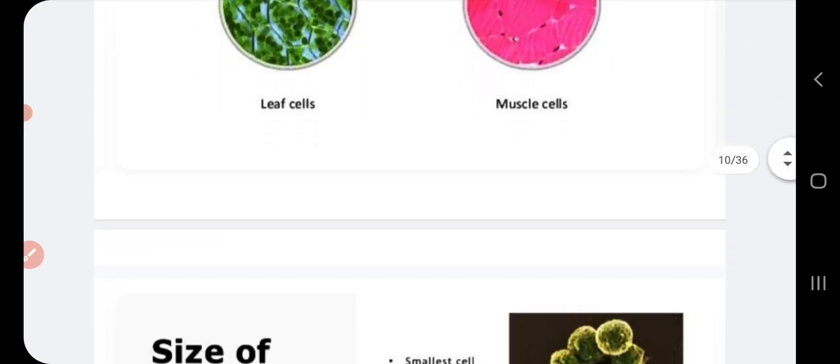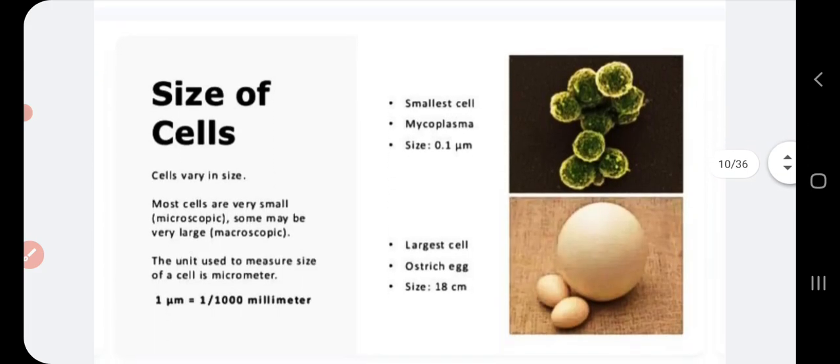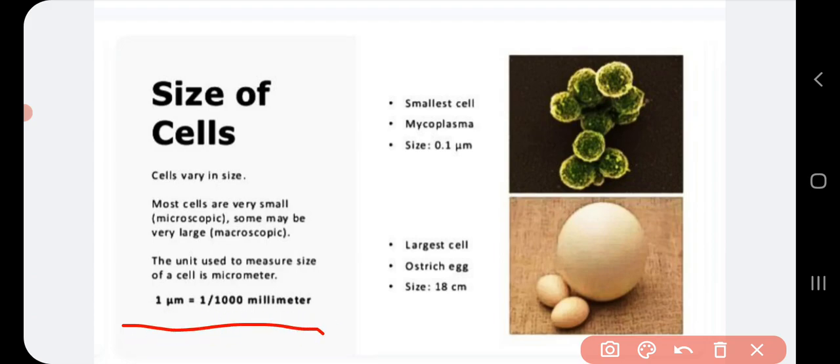Okay, now the size of a cell. What is the size of a cell? Cells vary in size. Most cells are very small, microscopic, some may be very large. The unit used to measure the size of a cell is known as the micrometer. This point you have to keep in mind.